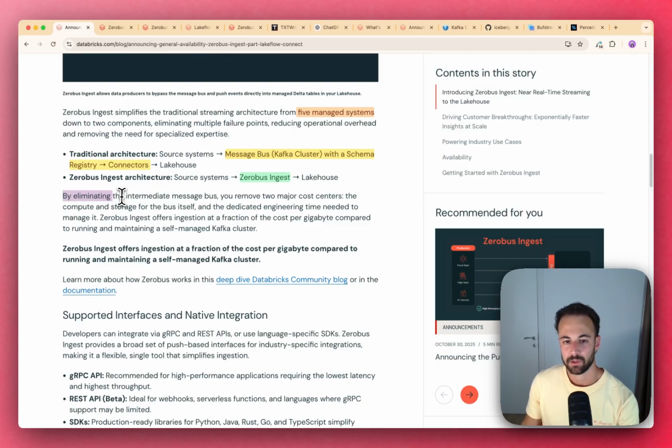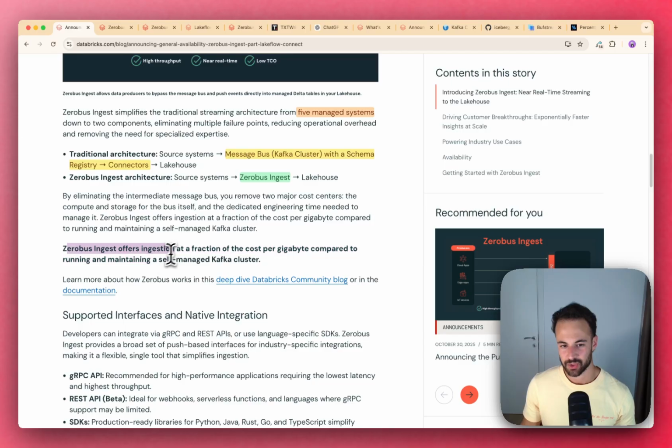By eliminating the intermediate message bus, you remove 2 major cost centers, the compute and storage for the bus itself, and the dedicated engineering team needed to manage it. Now, we'll get to this again. Zerobus Ingest offers ingestion at a fraction of the cost per gigabyte compared to running and maintaining a self-managed Kafka cluster. Oof. I'm not sure if that's true.